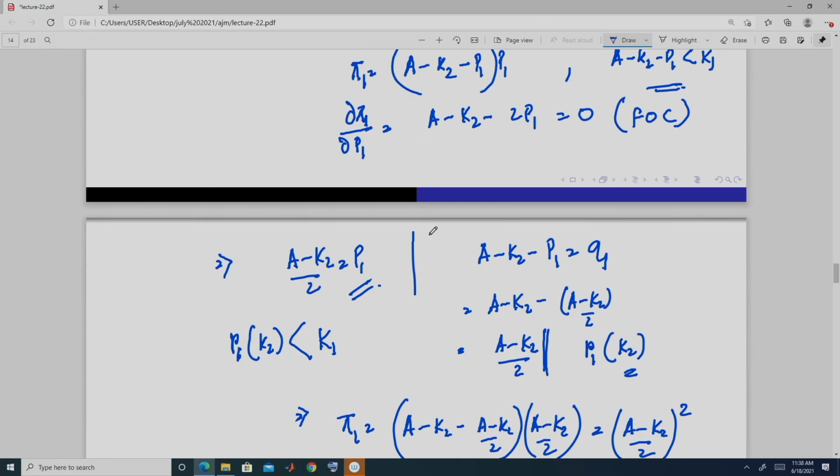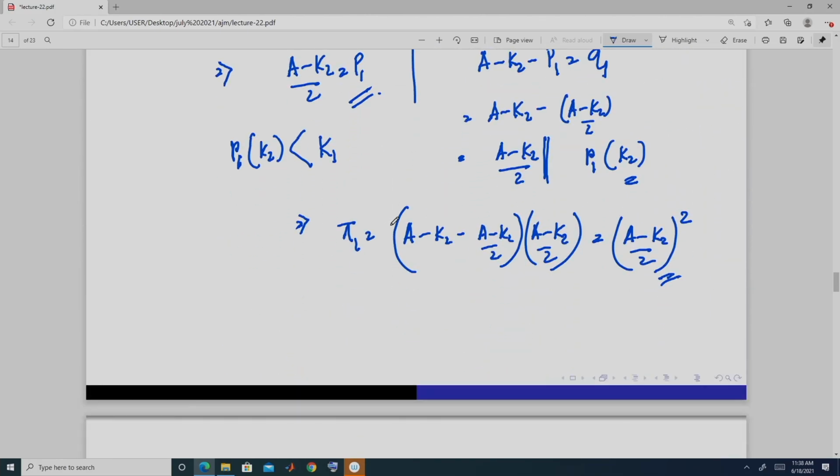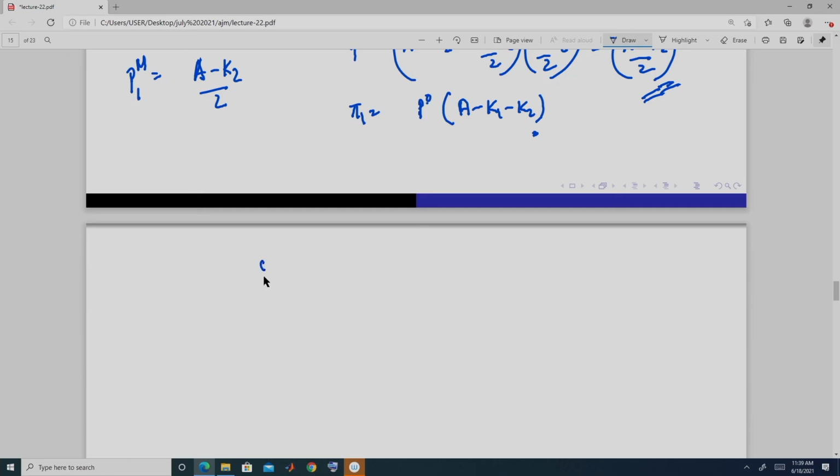So this profit is definitely greater than the profit that farm 1 gets if it sets the price P naught. So farm 1 will set this price when farm 2 sets P naught. Let us call this price P1M because it acts as a monopolist in the residual market. Now, if farm 1 sets this price, it is acting as a monopolist in the residual market. Then, when the price of P2 is this, for farm 2 this is not a best response.